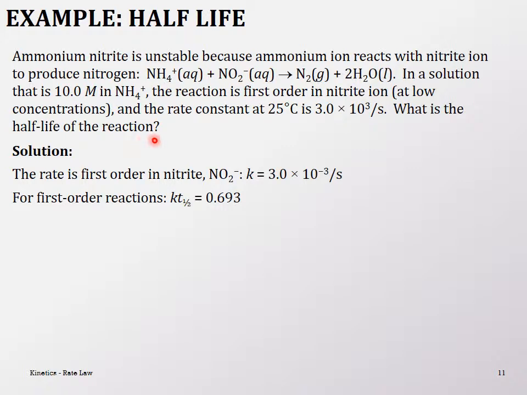Okay, again, you need to know your equations. You need to know that this is first order. So the rate is first order with nitrite, and k is given to us. For first-order reactions, this is how we calculate it: k t half is equal to 0.693. So the half-life of the reaction, t half, is 0.693 divided by k. Easy calculation to do. Nothing much to it.